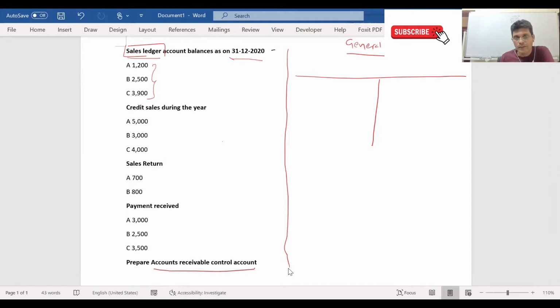Which means you are not supposed to record transactions in the sales ledger for individual customers. That is not required. What is required is to record the transactions in the accounts receivable control account in total. Is that clear? Okay.